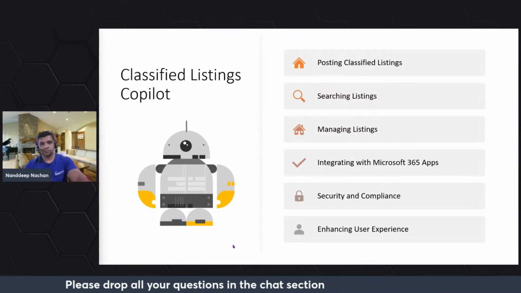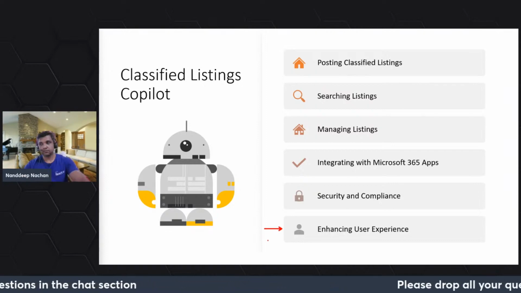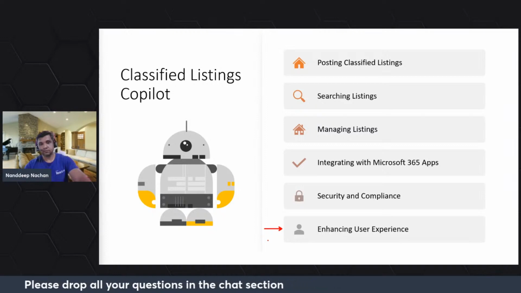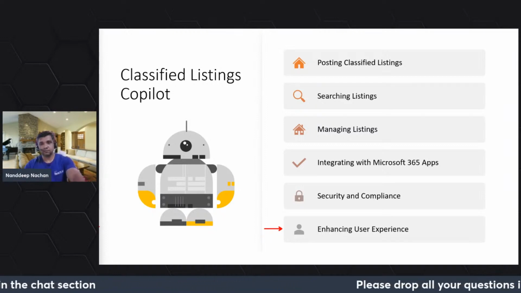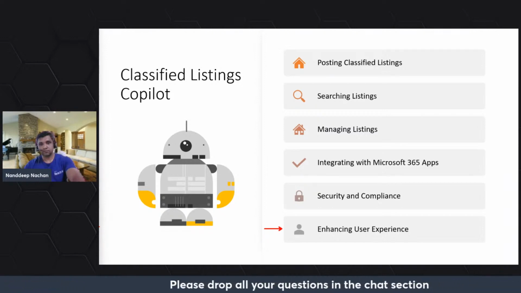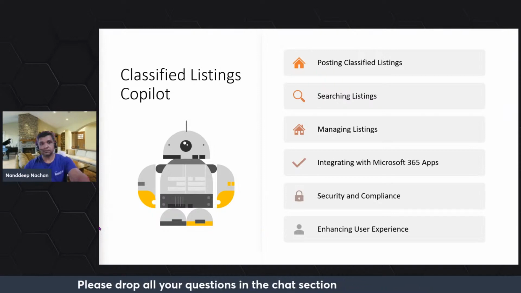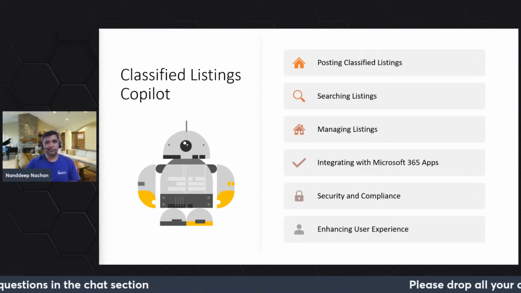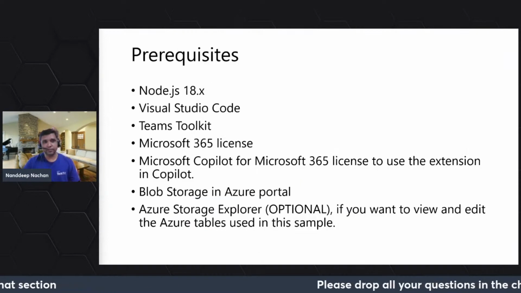So when it comes to enhancing the user experience, with personalization, the Copilot can learn the user preferences over time, making future interactions smoother and more personalized. And with AI-powered recommendations, the Copilot can suggest similar items or alternatives if the desired item is not available, enhancing the overall user experience as well. All right, so these are all of the functionalities that can be baked into the Copilot.